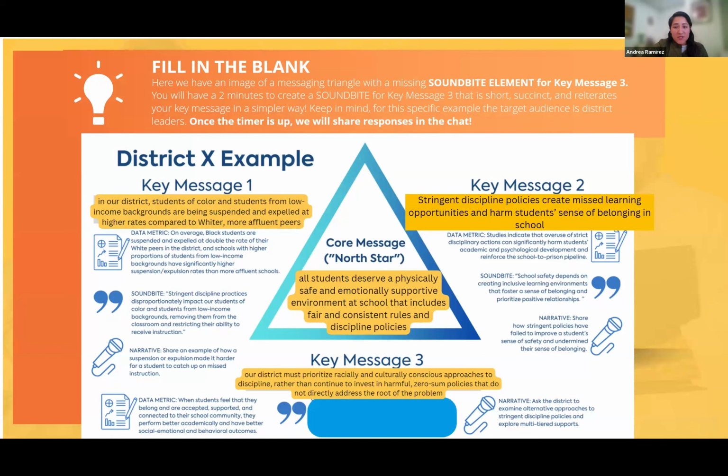Keep in mind, for this specific example, again, the target audience is district leaders. So once the timer is up, we can share responses in the chat. And I'm glad someone brought up the question of sound bites. It's just a shorter way that you would relay your key message 3, and maybe make it a little more punchier, exciting, quotable. So I'm going to give you 2 minutes to think about that. And then go ahead and put it in the chat, and I'll share 3 different ways that we could have relayed message 3 as well.